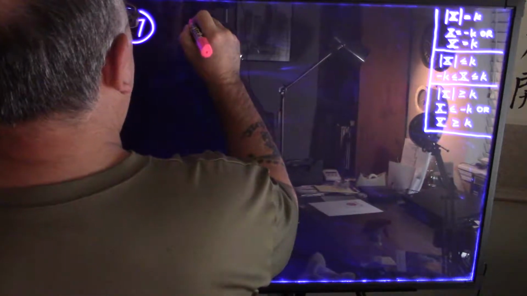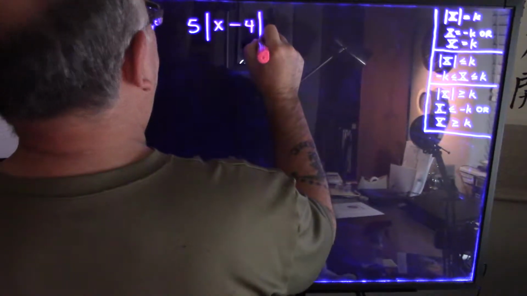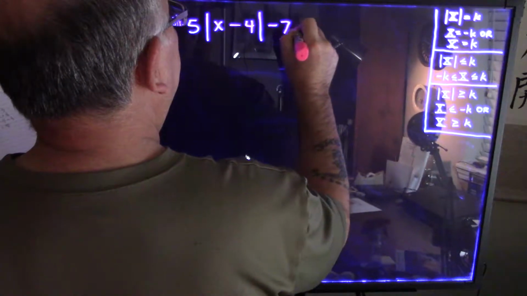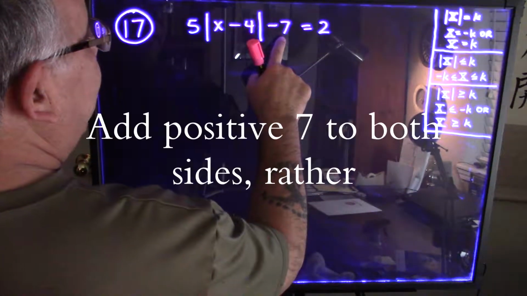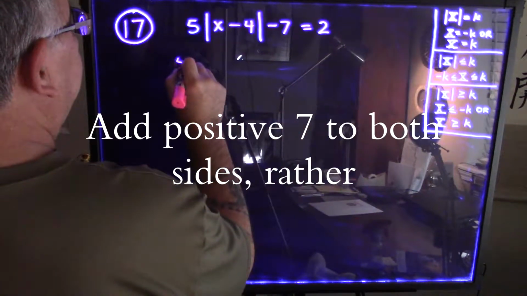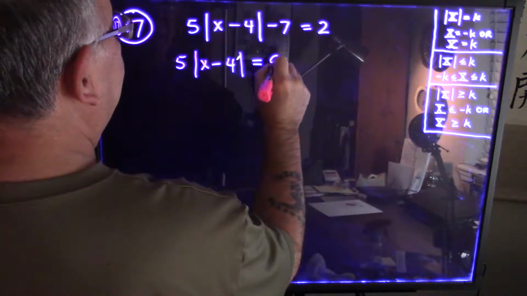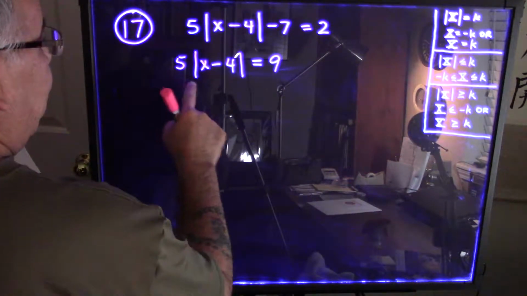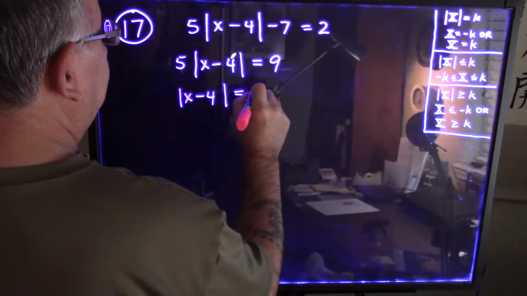Okay, 17. 5 times the absolute value of x minus 4, and then outside of that, minus 7 equals 2. First you add 7 to both sides, and you get 5 times the absolute value of x minus 4 equals 9. And then you divide both sides by 5, so you've got the absolute value of x minus 4 equals 9/5.